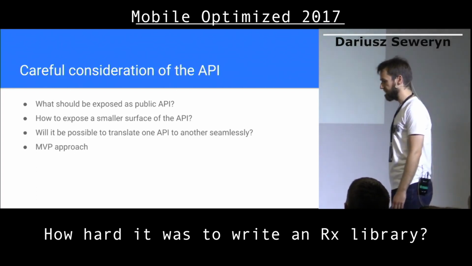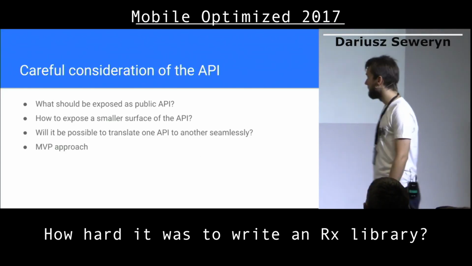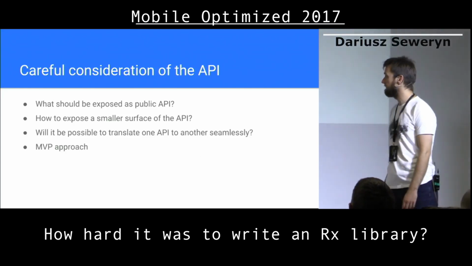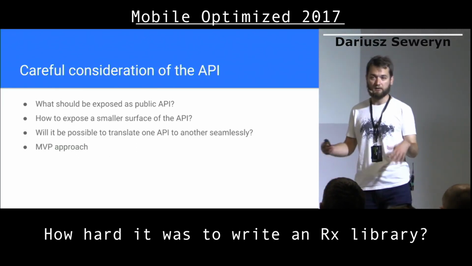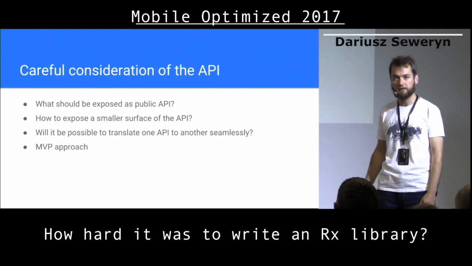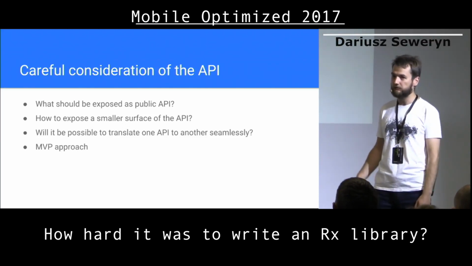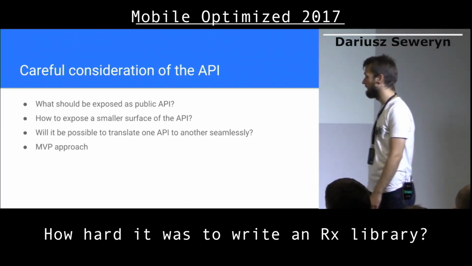We should ask ourselves what should be exposed in the public API. How to expose a smaller surface of the API. Will it be possible to translate one API to another seamlessly under the interface, so the user would not know that something has changed under the interface?